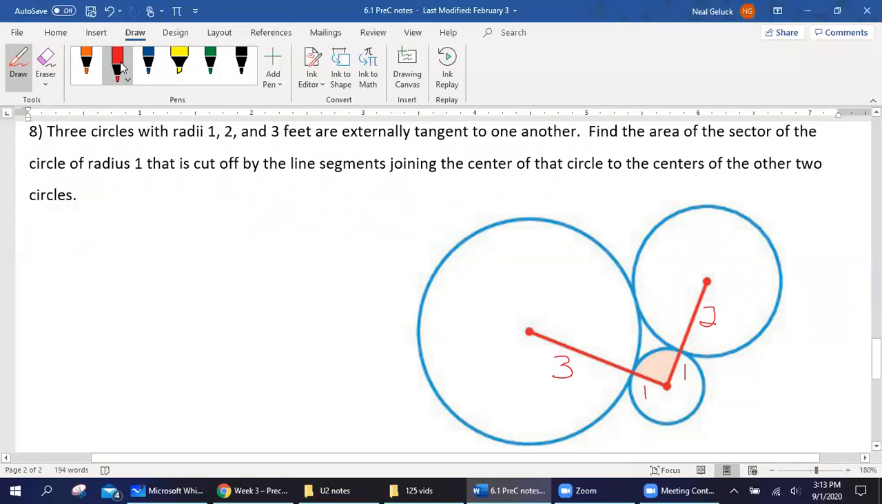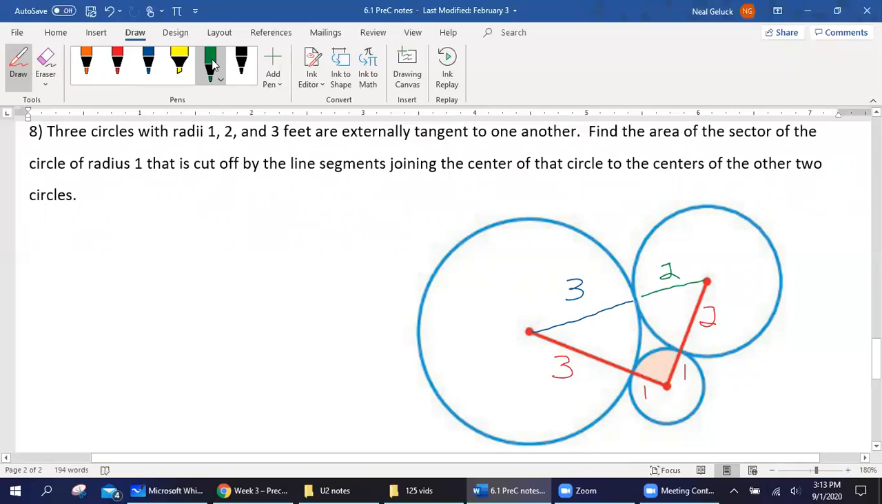Now, here's the issue. We definitely need to know this angle here. Looking at it, it definitely looks like it's 90 degrees, which is pi over 2 radians. But I need to know that for sure. I can't just eyeball it and say, I think it's 90. Here's how I can actually guarantee that it is 90, though. And this is going to use a property from geometry that you may not remember. If I draw another radius on this big circle, that's also a length of 3, and then another radius on the medium circle, that's another length of 2.